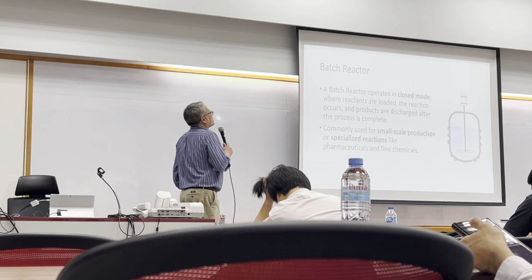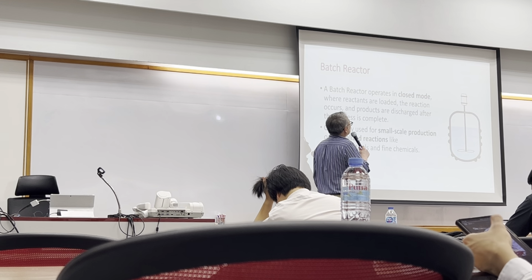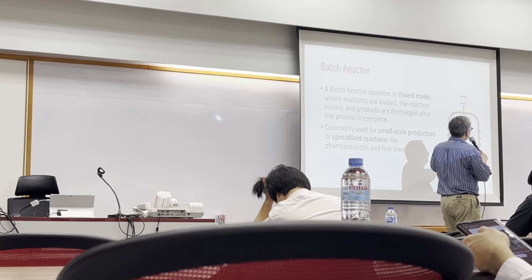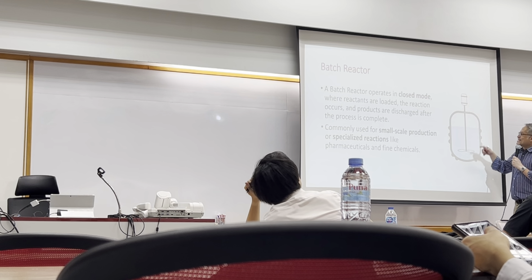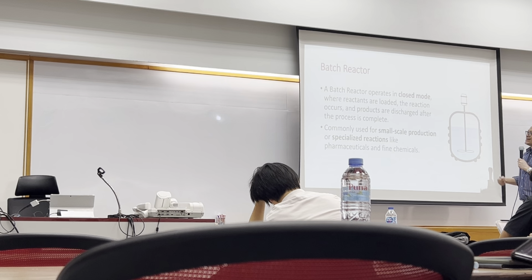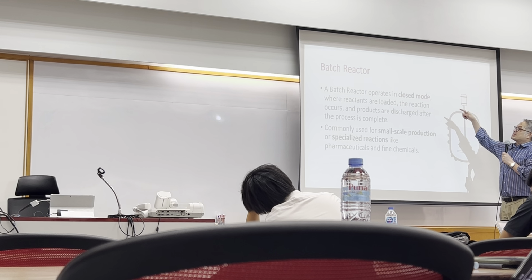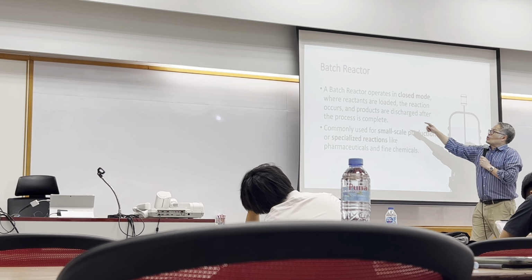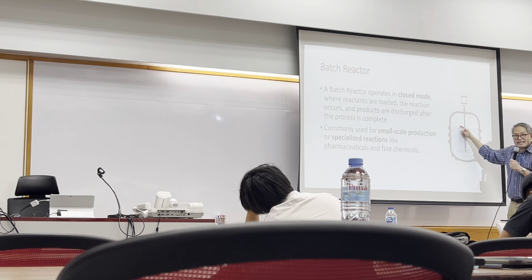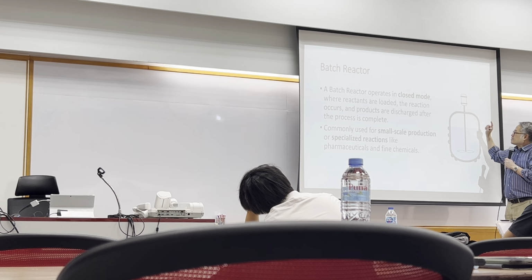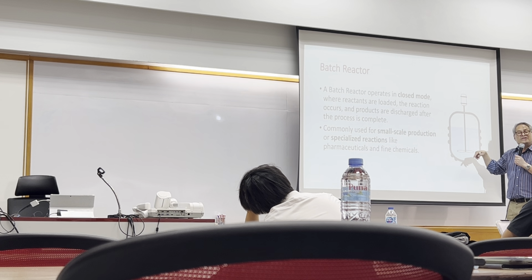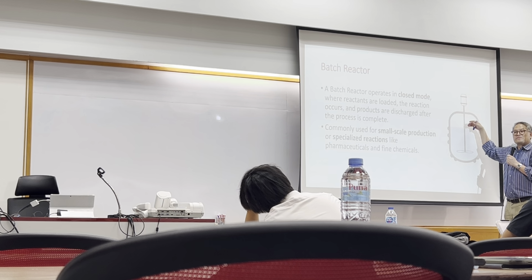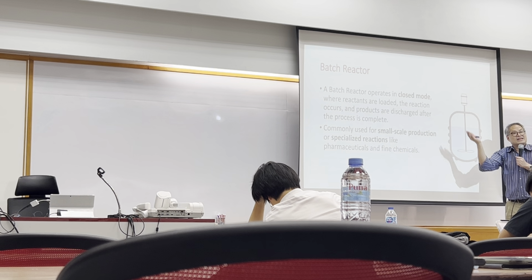Okay, so we go into a little bit more detail. Batch reactor, see, this is cute, I like this. A tank reactor with a propeller. The batch reactor operates in closed mode, which means there's no inlet and outlet. We load the reactants at the beginning, close the reactor, turn the propeller on, and once we reach a certain conversion, we stop the propeller, open the reactor, and unload everything.